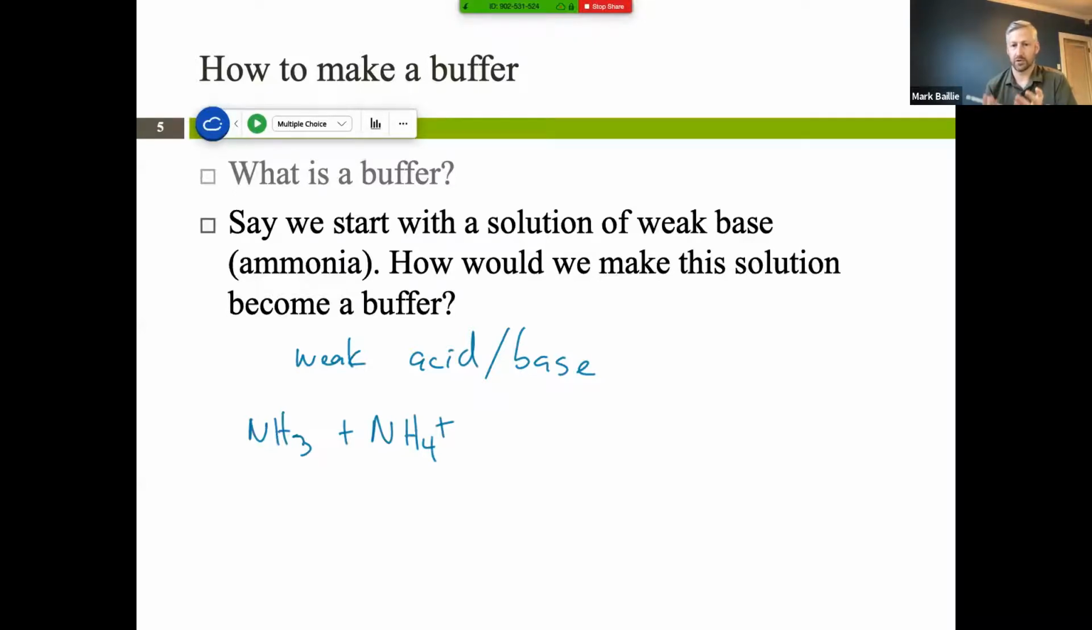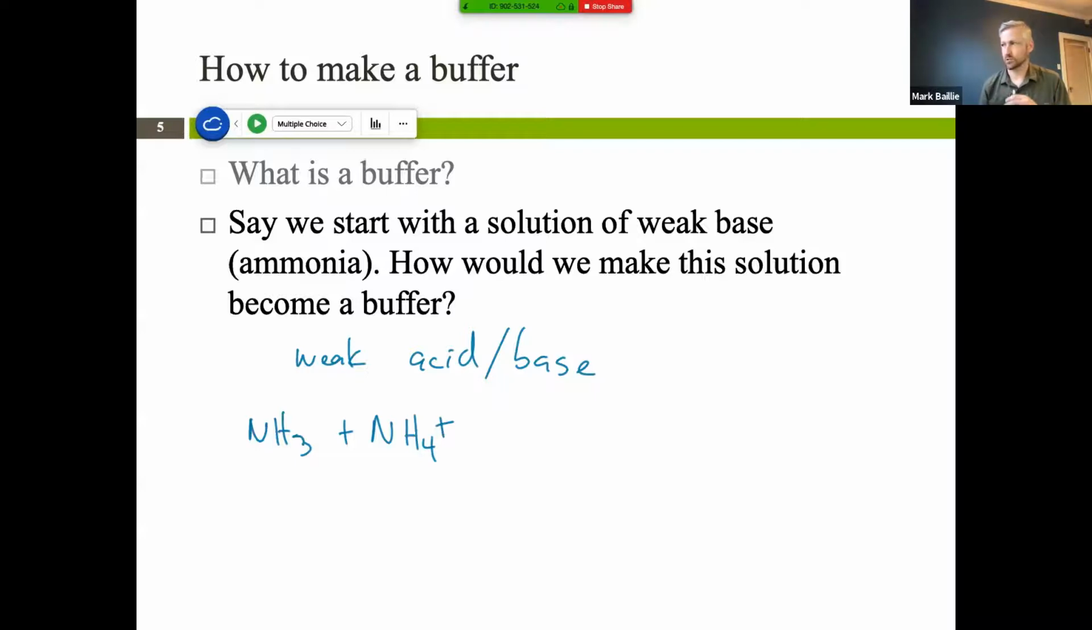If we had both of those, and as Tracy pointed out, we have to have a substantial amount of both. It has to be at least a 10-to-1 ratio, if not closer. If we have a 1-to-1 ratio, that's an ideal, typical buffer mixture, to have the same concentration of both. So then how do we make it?